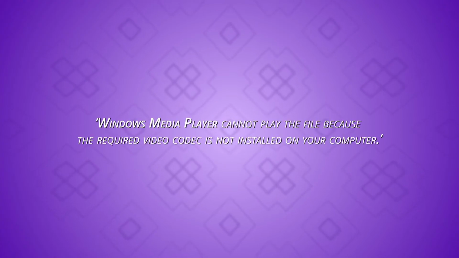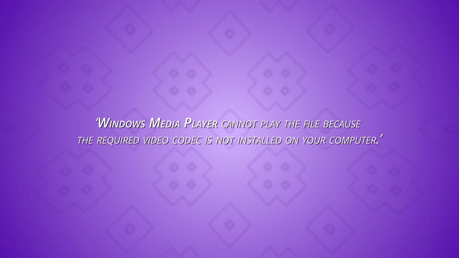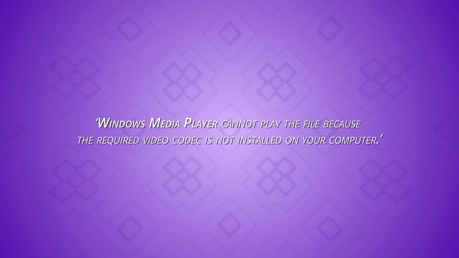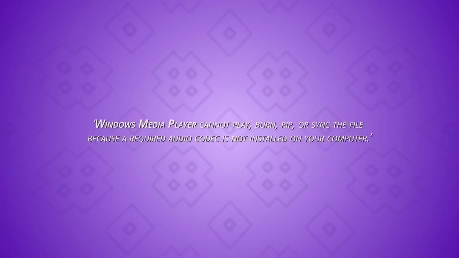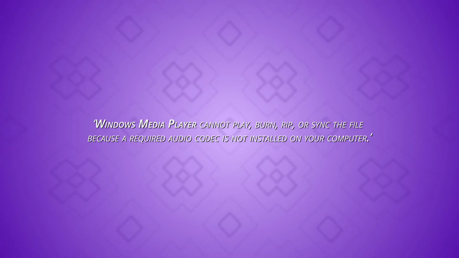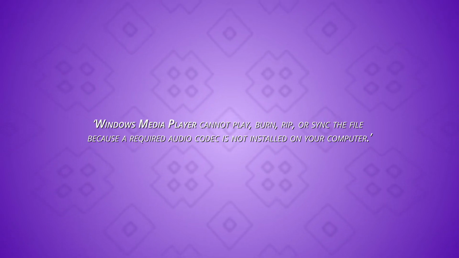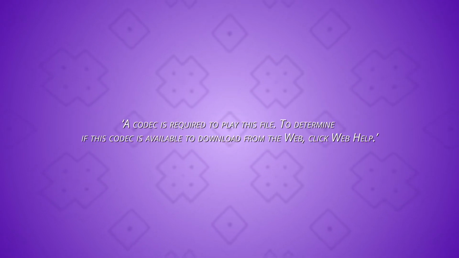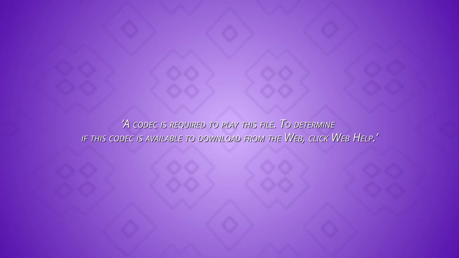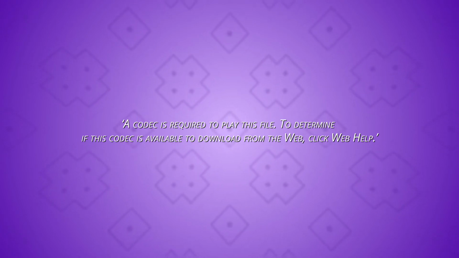Many times the error shows the cause of the error, like Windows Media Player cannot play the file because the required video codec is not installed on your computer. Or Windows Media Player cannot play, burn, rip, or sync the file because a required audio codec is not installed on your computer. Or a codec is required to play this file. To determine if this codec is available to download from the web, click Web Help.